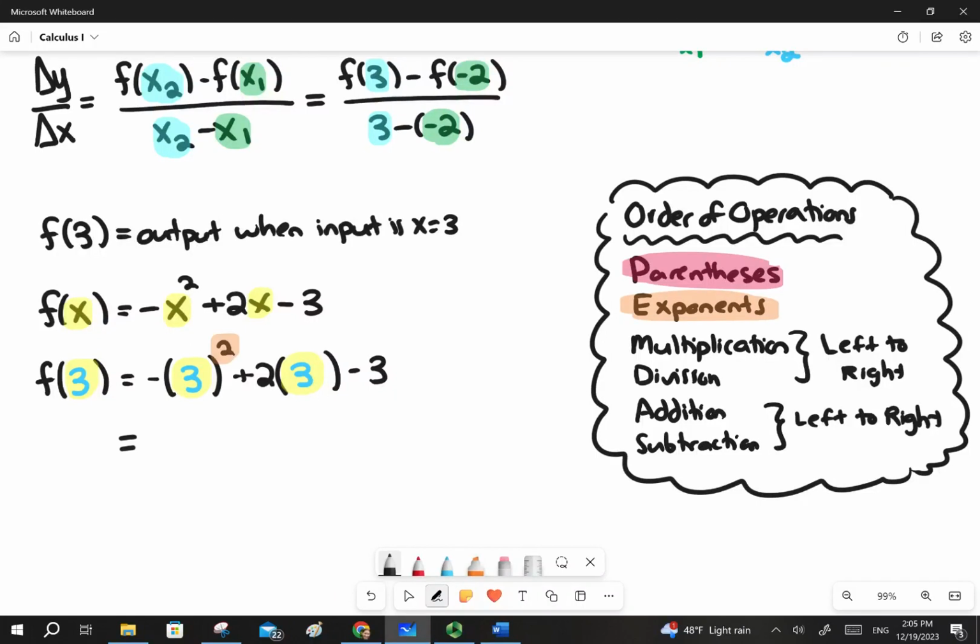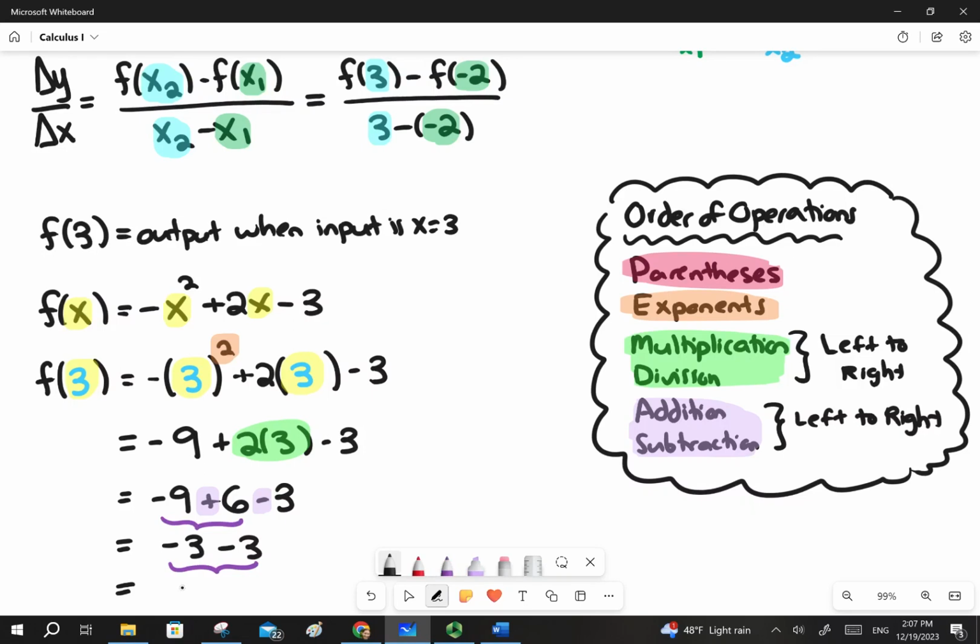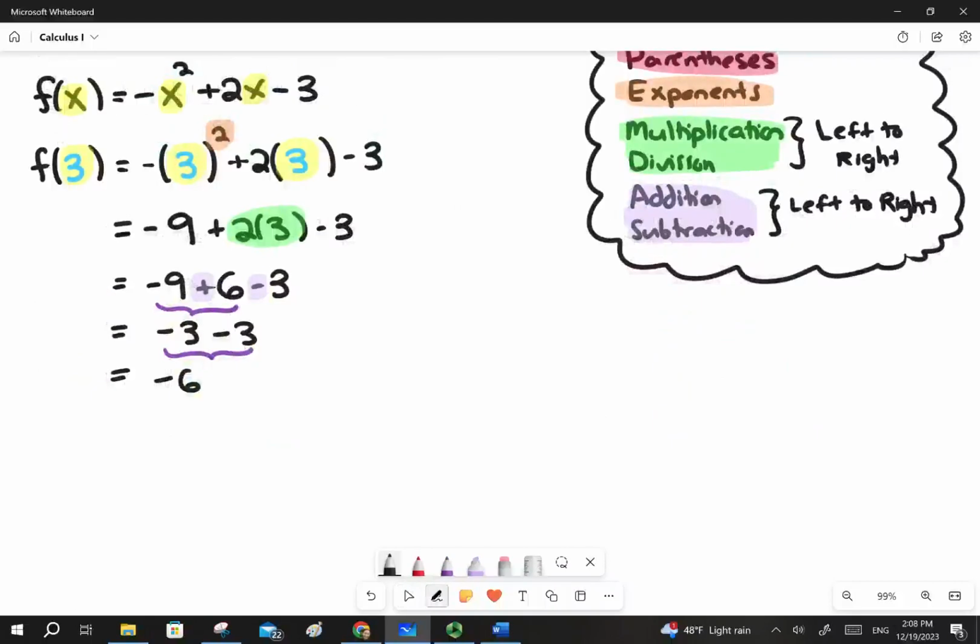Exponents are next. 3 squared is 9, so f of 3 is equal to negative 9 plus 2 times 3 minus 3. Then multiplication and division. 2 times 3 is 6, so f of 3 is negative 9 plus 6 minus 3. Finally, addition and subtraction, always going left to right. Negative 9 plus 6 is negative 3, and negative 3 minus 3 is negative 6, so f of 3 is negative 6.